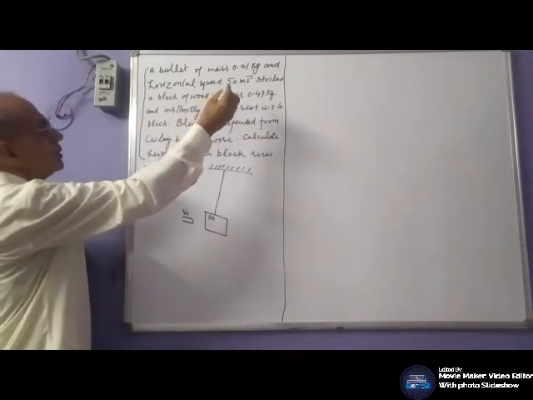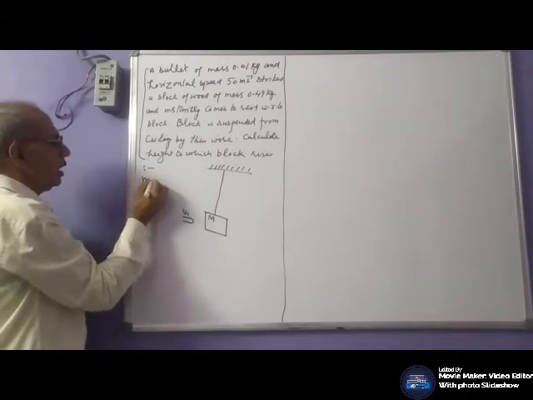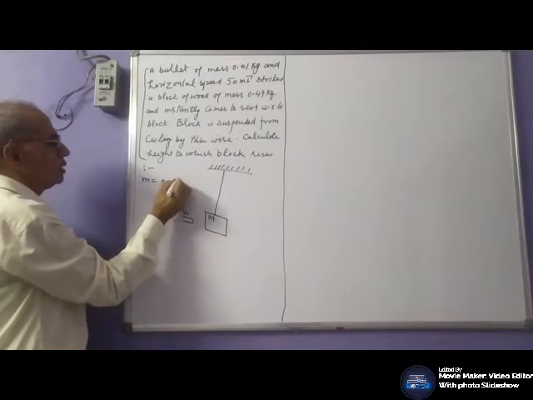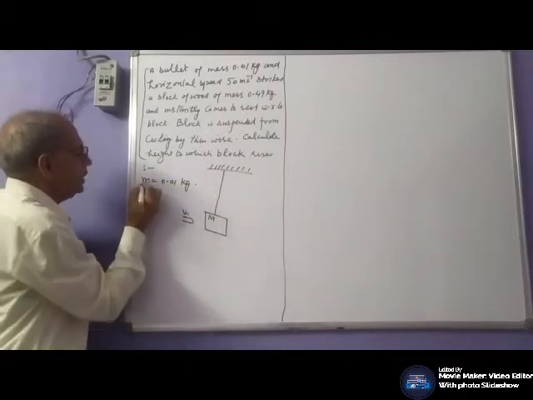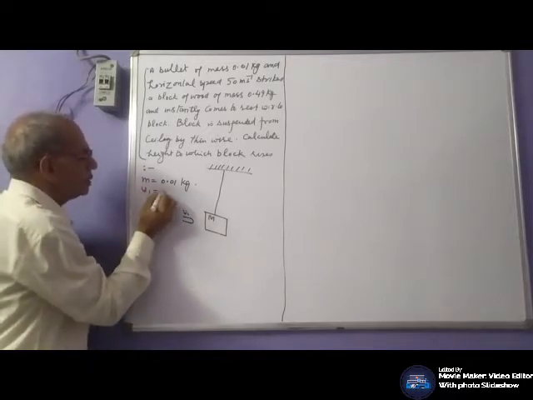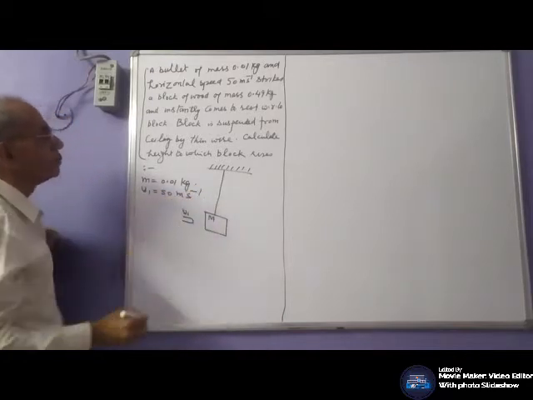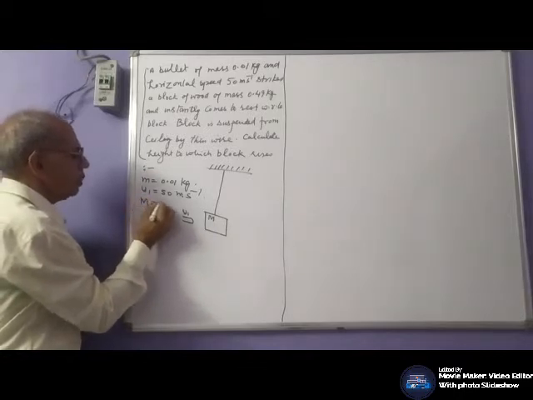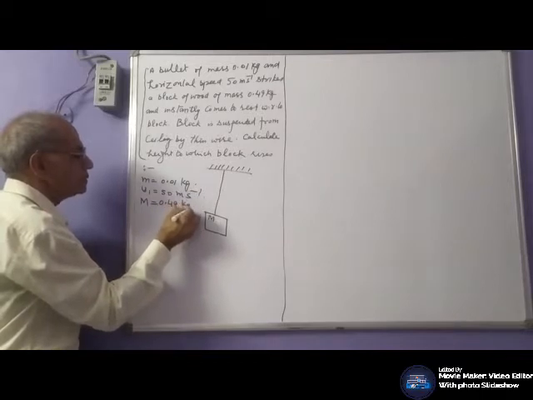A bullet of mass, this. Mass of the bullet is 0.01 kg. Speed of the bullet u1 is 50 meter per second. This is the mass of the block, 0.49 kg.